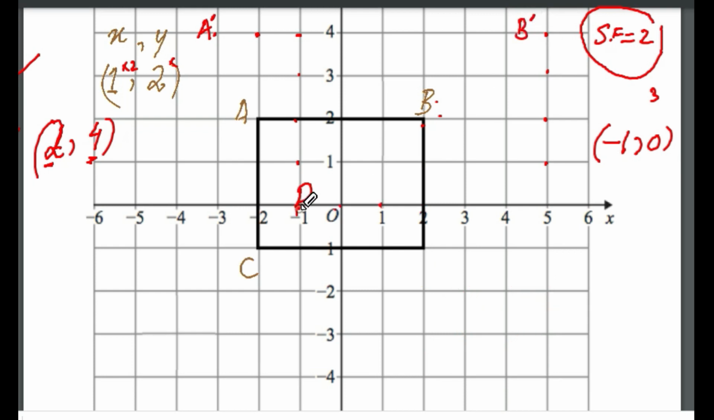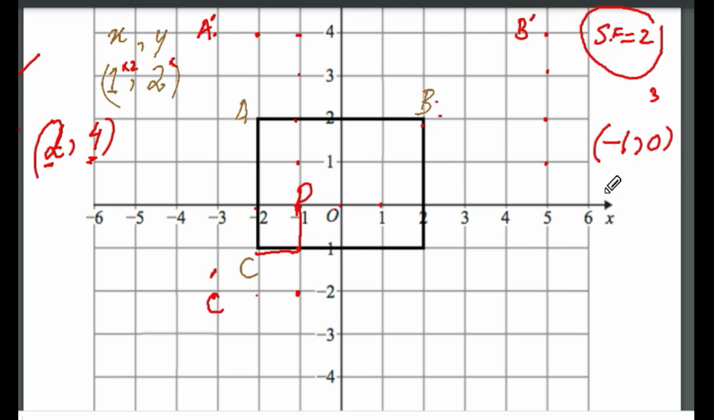Now from P to C, you need to move one number down and one number across C. It means we have 1 and 1 for X and Y. After applying the scale factor, it will become 2, 2. So now from P again, 1, 2 over here and 1, 2 over here, right? So this is your C dash.